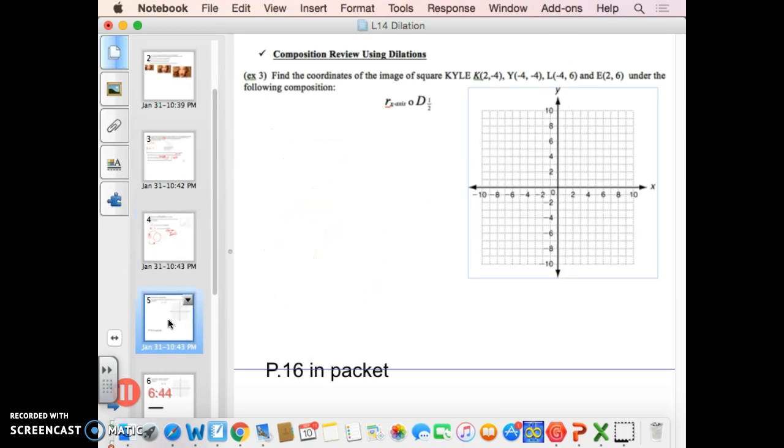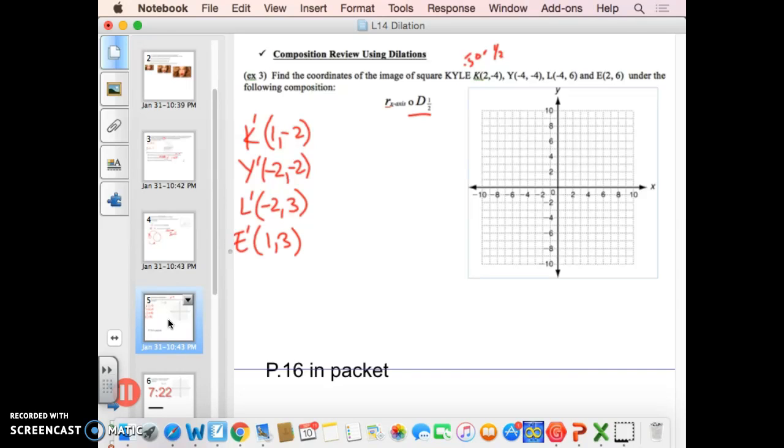All right, so here would be a composition review using dilation. The first thing we're going to do is dilate by 1/2. If I do that, I'm multiplying each coordinate by 1/2. So k would be times 0.5, or 1/2. Half of 2 is 1. Half of -4 is -2. Y would now be at (-2, -2). L is (-2, 3). And E is (1, 3).